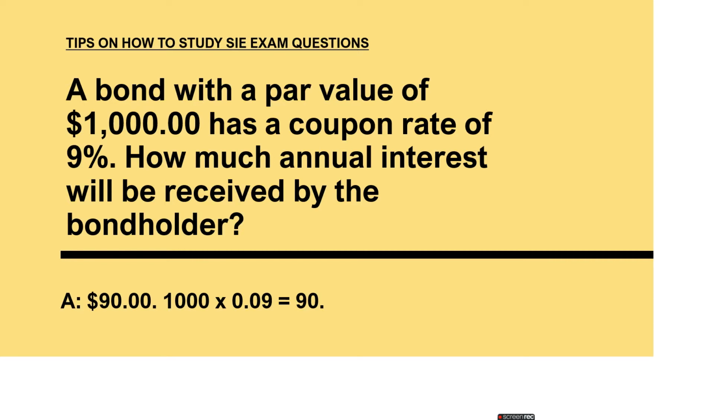Now, in the answer here, you see I have it as 0.09. And I have it this way because for those of you who have not taken the SIE exam yet, they will provide you with an online calculator, and the online calculator does not have a percentage function. So therefore, any percentages, you have to math it out in its decimal form, or you have to enter it in its decimal form.